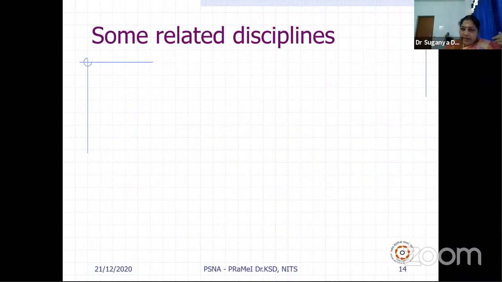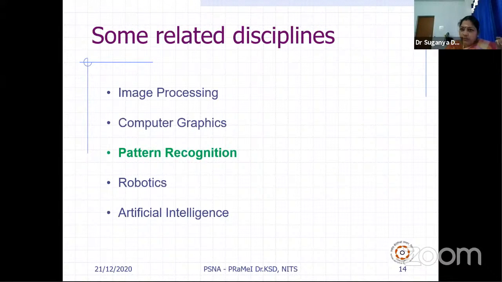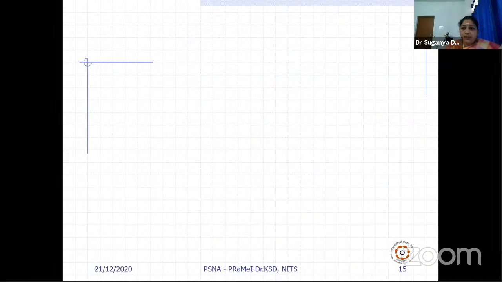What are some related disciplines? It is not limited to, but some related disciplines that depend upon these patterns are none other than image processing, obviously, computer graphics, pattern recognition, and robotics and AI. Pattern recognition has been incorporated in all four: image processing, graphics, robotics, and AI. If I am talking about AI, it is an ocean. AI means machine learning, and if I am going for machine learning, I have to talk about deep learning also. Everything is interconnected: deep learning is a subset of ML, and ML is a subset of AI.